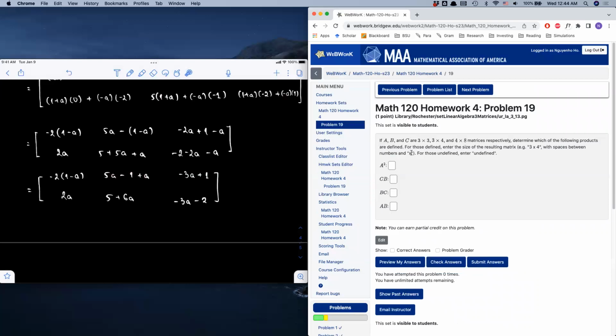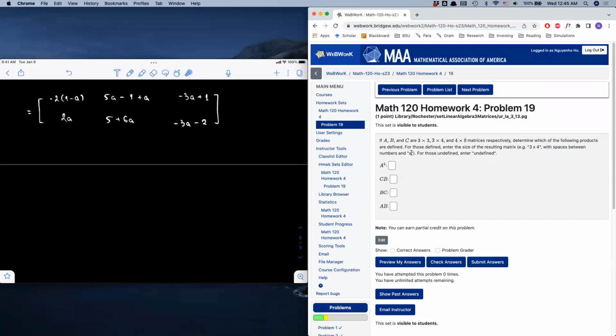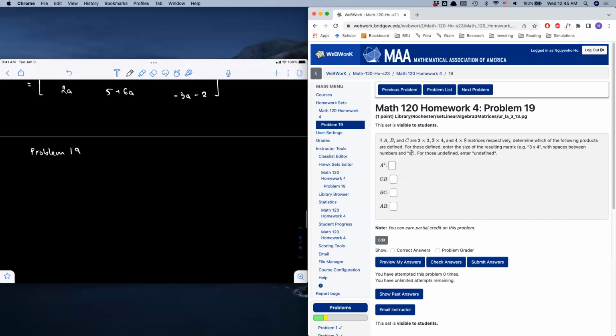Okay, so similar to 18, they want to know if this calculation is possible. What you need to do is look at the dimensions of the matrices, right? So for problem 19, in this case, you have a square, right? So a square means that you do a times a, right? So that's the product. A is a 3 by 3 matrix. So therefore, a square should be a 3 by 3 matrix. So it's possible. Okay.